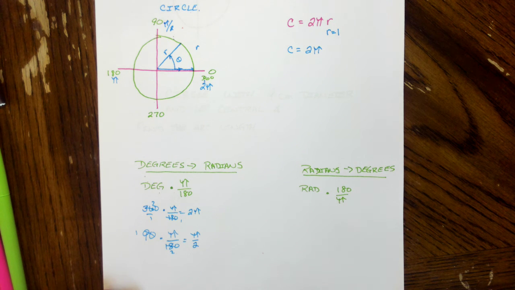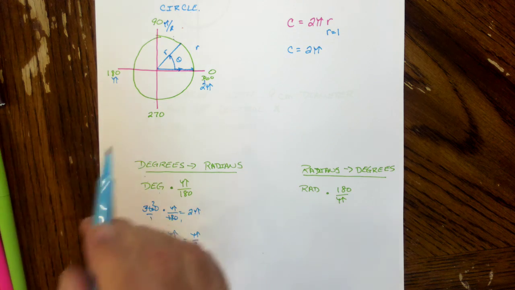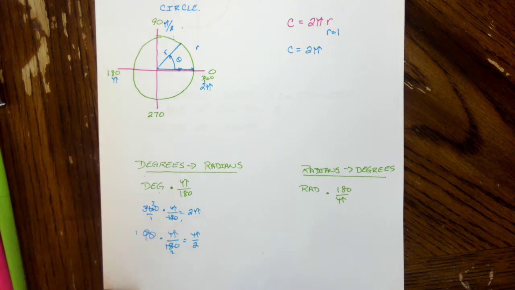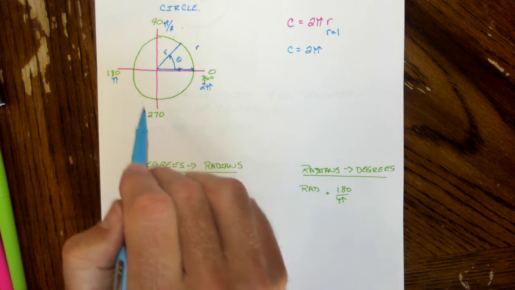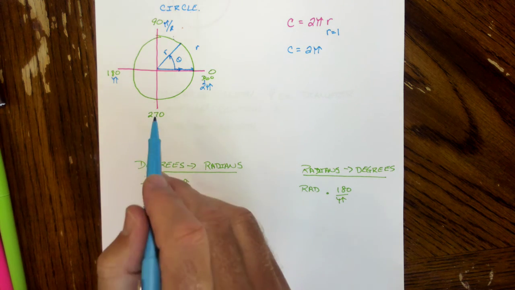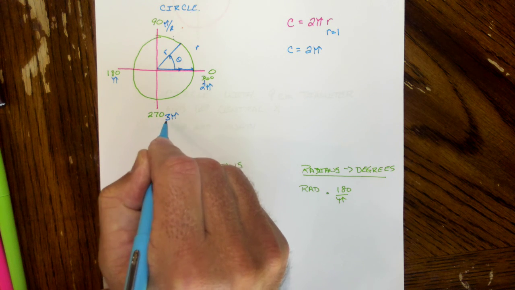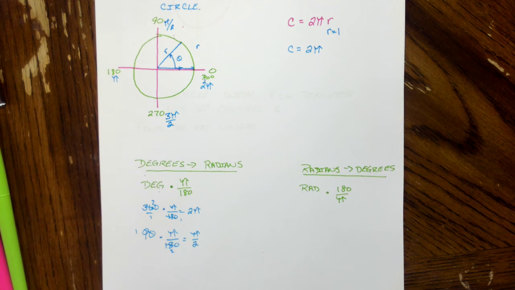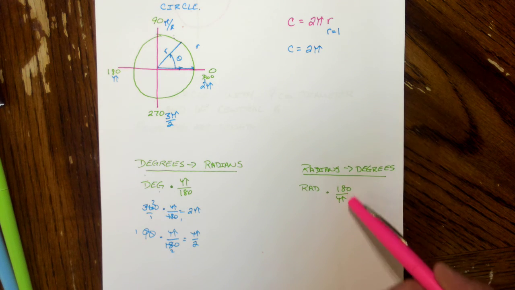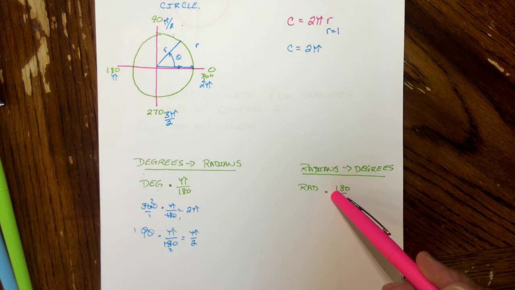So the next question I have for you is, what's 270 going to be? Well, let's see. I can plug it in, or I can look here. So 3 pi over 2 is equivalent to 270 degrees. Next, if I got radians, how do I go to degrees? How do I know I got radians? I got pi involved. I multiply by 180 over pi, notice.